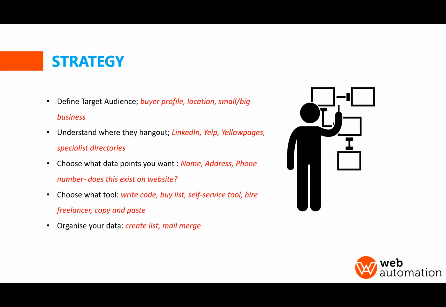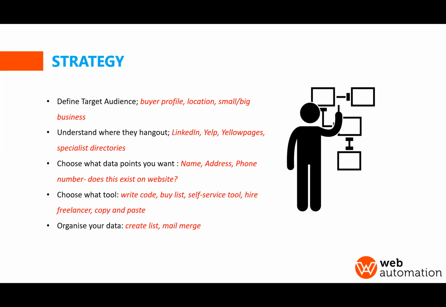So this is the most important part. We need a strategy. And I'll go through the different points that I use even personally for a strategy for lead generation. The first thing is you really need to define your target audience. So who are you selling to? What's that buyer profile look like? In this particular instance, I'm selling to restaurants, which are small businesses. I'm usually looking for the owner. They would always be the decision maker.